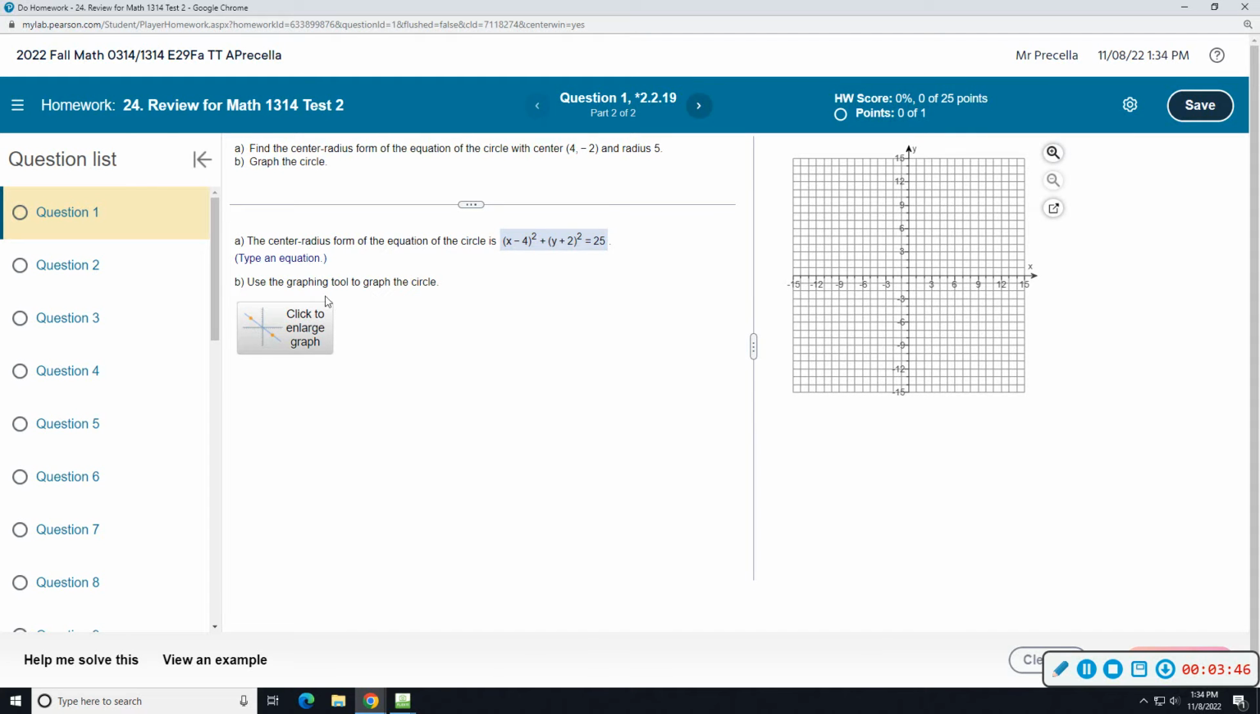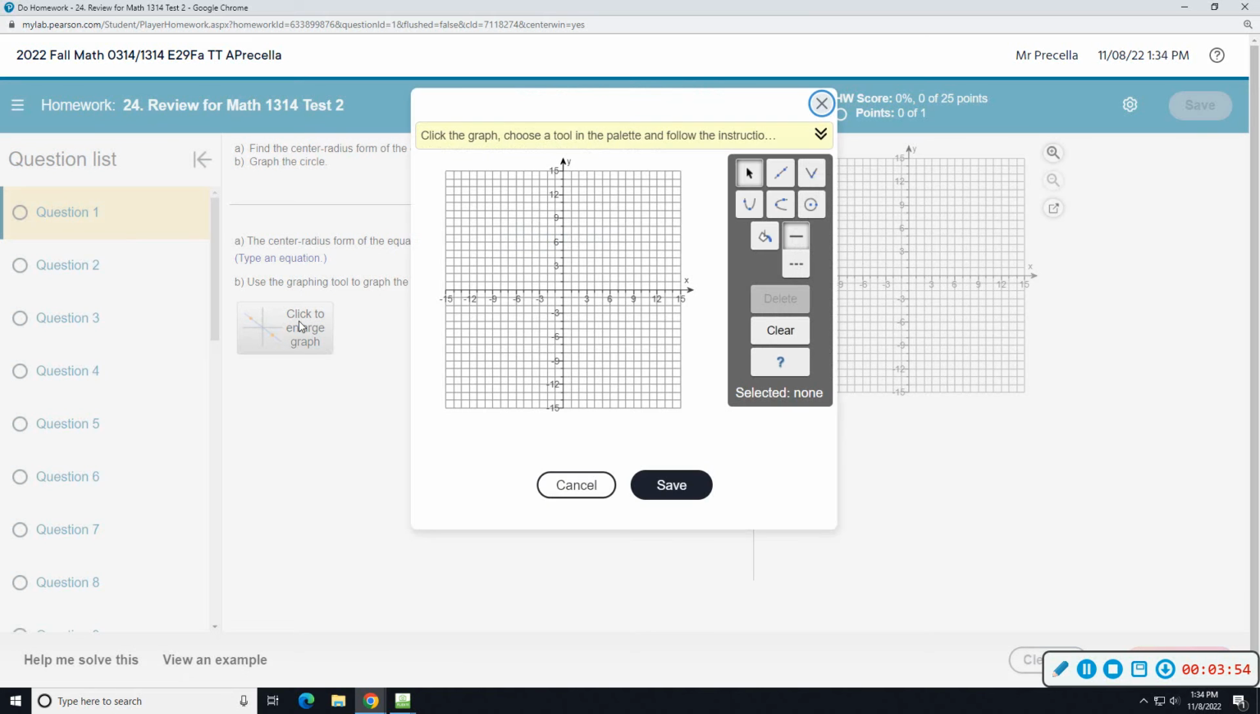now we want to draw the graph. Okay, I'm going to click right here to enlarge the graph. First thing you do, you have to know that you're graphing a circle. So you click the circle graphing tool right here. Notice if you hover over it, it says circle tool. And then it wants you to plot the center. Well, the center was at 4, -2. And notice it says the center in the upper right hand corner of that yellow box, 4, -2. That's where my cursor is.